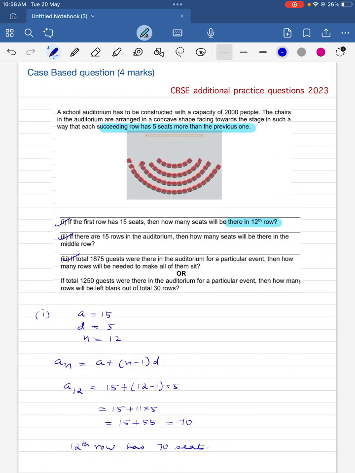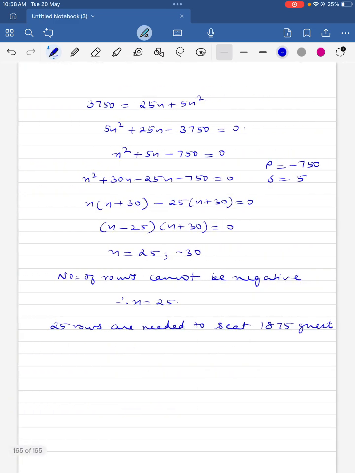Now they've asked one more OR part in it. If total 1250 guests were there in the auditorium for a particular event, then how many rows will be left blank out of total 30 rows? So first we'll need to find out how many rows are used by 1250 guests. We'll use the exact same method as in the previous part. So we know that the sum is given to be 1250, A is equal to 15 and D is equal to 5. And we are expected to find how many rows are used by these guests.